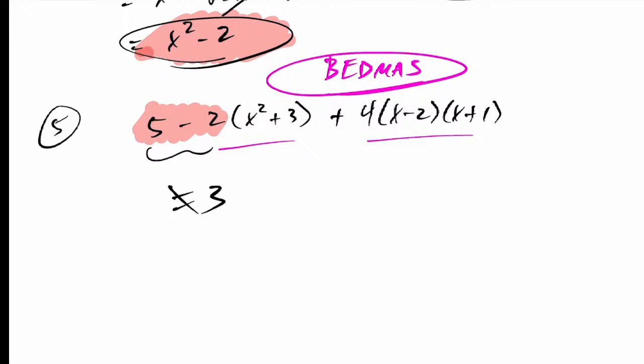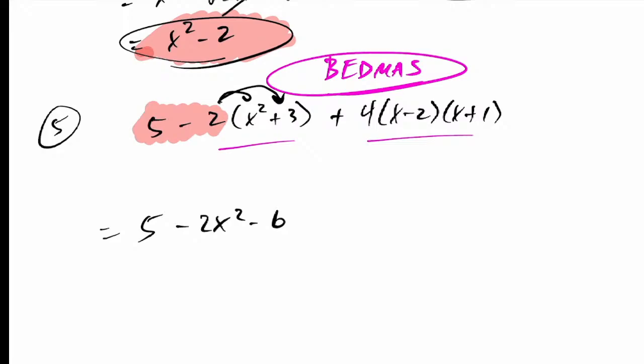The reason for that is you have to follow your BEDMAS rules. So I just wanted to point that out. That's why I kind of made up this question. You have to distribute your minus 2 into your brackets first, because multiplication is going to happen first. So you get your minus 2x squared minus 6.